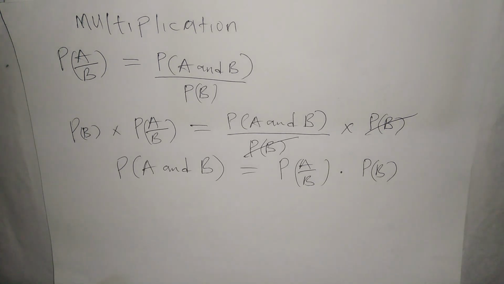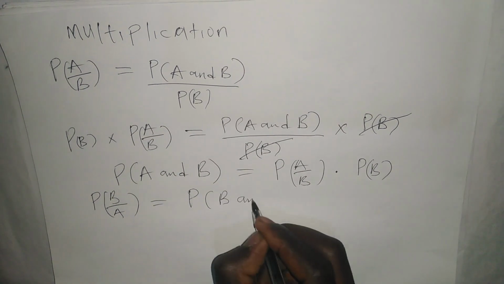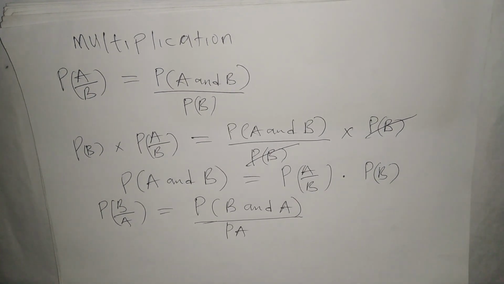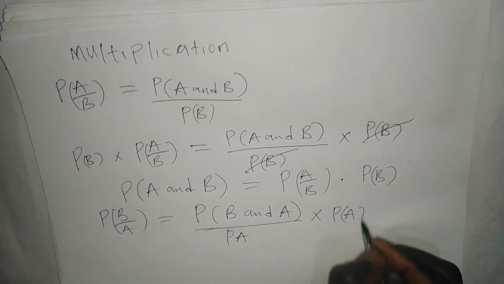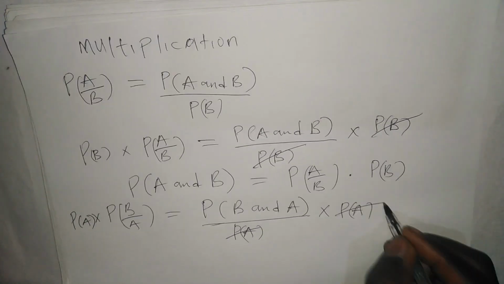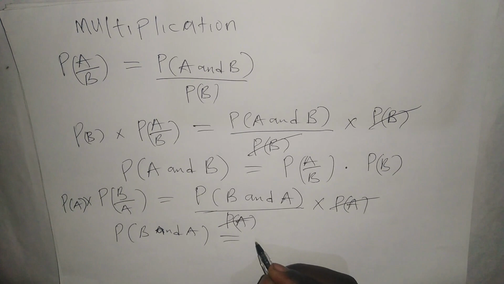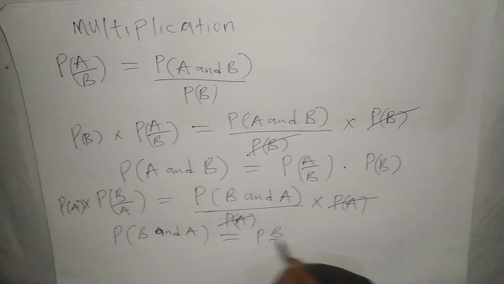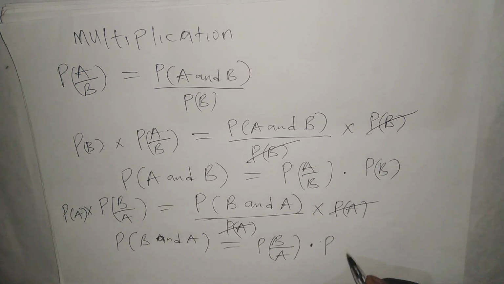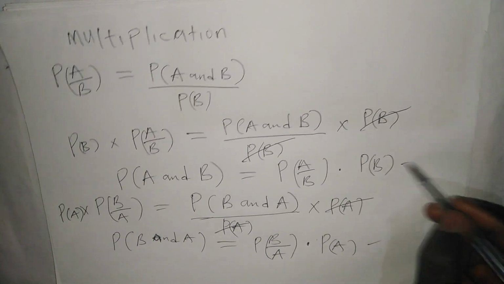Likewise, event B given A is equal to event B and A all over event A. So when you multiply both sides by event A, cancel event A, what we now have is event B and A is equal to event B given A multiplied by event A. When you look at these two equations, they have similarities.